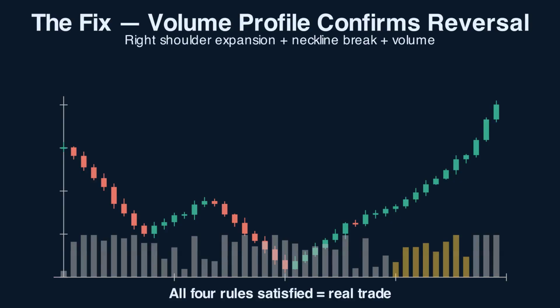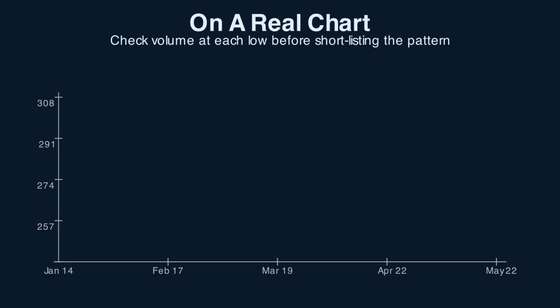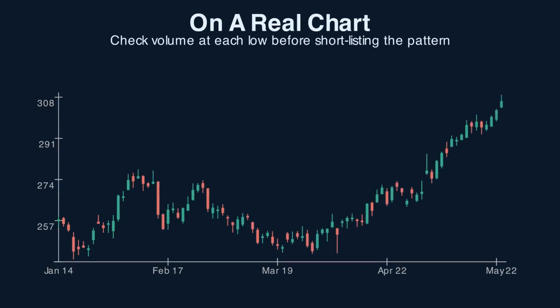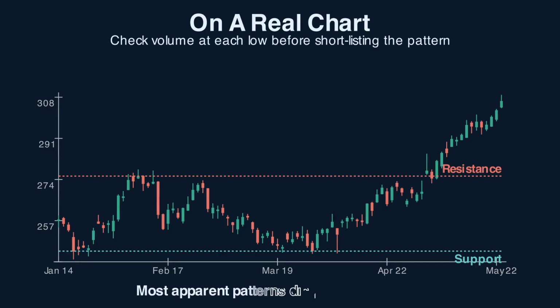The pattern works because the volume profile said it was real. In practice, before shortlisting any inverse HNS, check the volume bars at each of the 3 lows. Left shoulder should be the heaviest. Head should be lighter. Right shoulder should show clear expansion, visibly higher than the head's bars. If that profile isn't there, the pattern isn't real regardless of how clean the shape looks. Apply the volume test consistently and you'll find 1 or 2 real inverse HNS patterns per stock per year. And those 1 or 2 will deliver the historical edge the textbook promises.